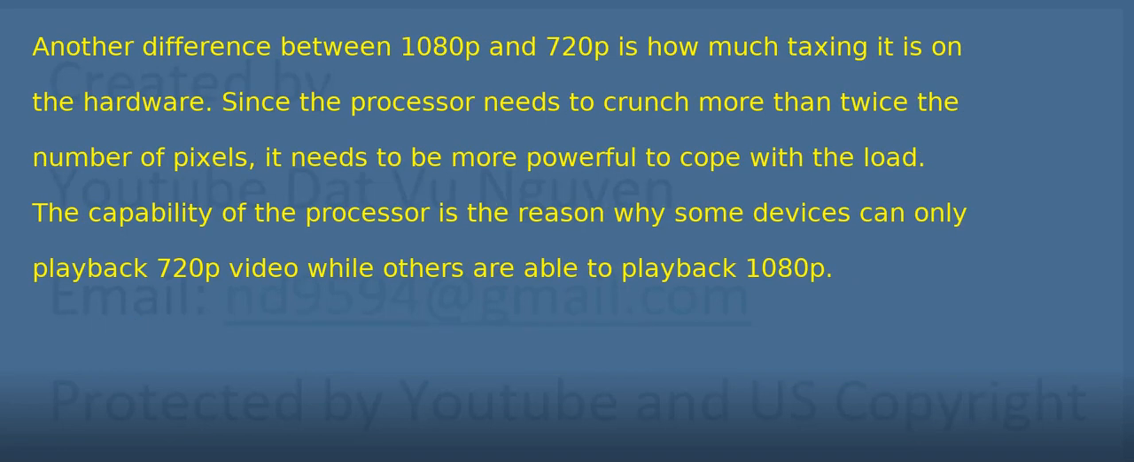Another difference between 1080p and 720p is how taxing it is on the hardware. Since the processor needs to crunch more than twice the number of pixels, it needs to be more powerful to cope with the load. The capability of the processor is the reason why some devices can only playback 720p video while others are able to playback 1080p.